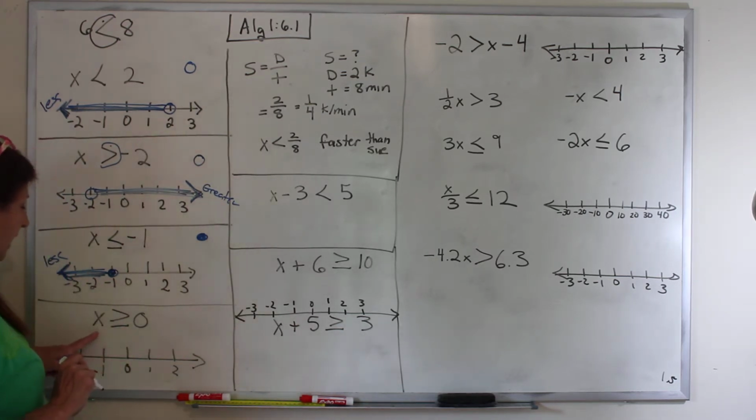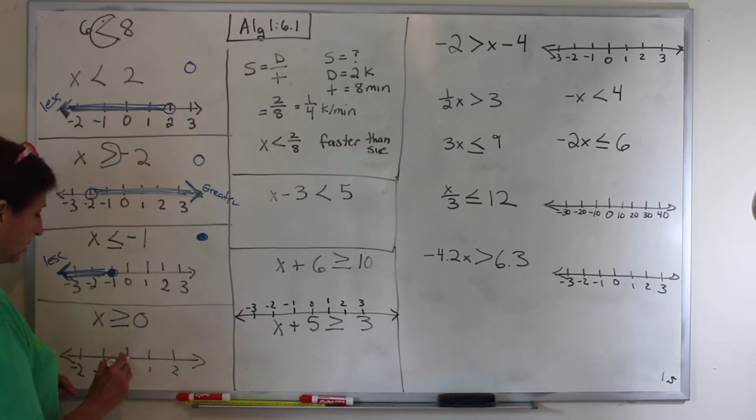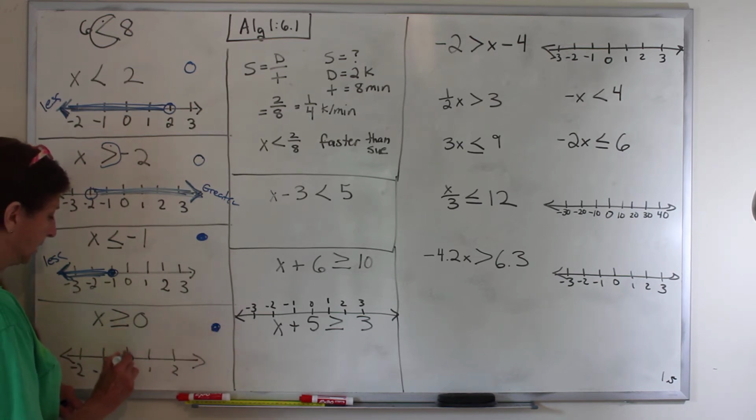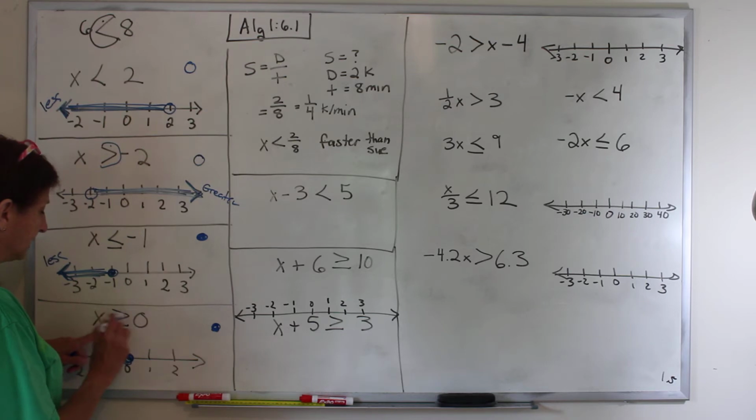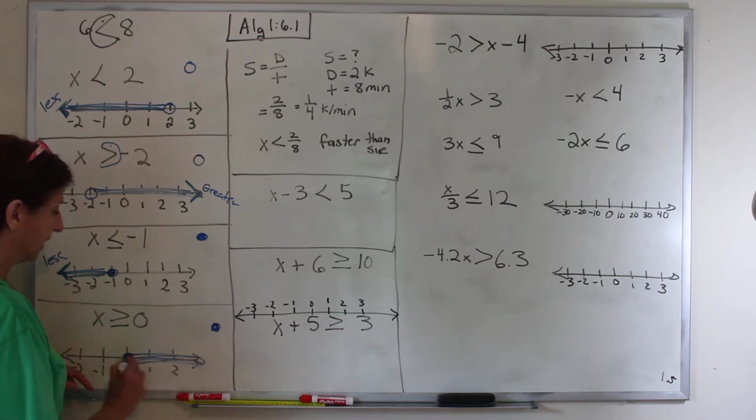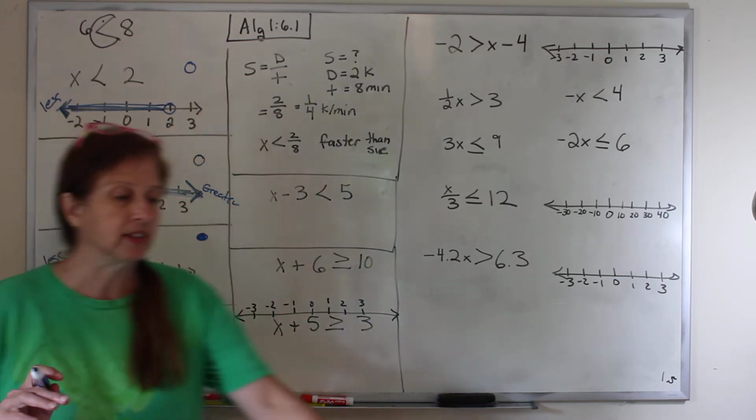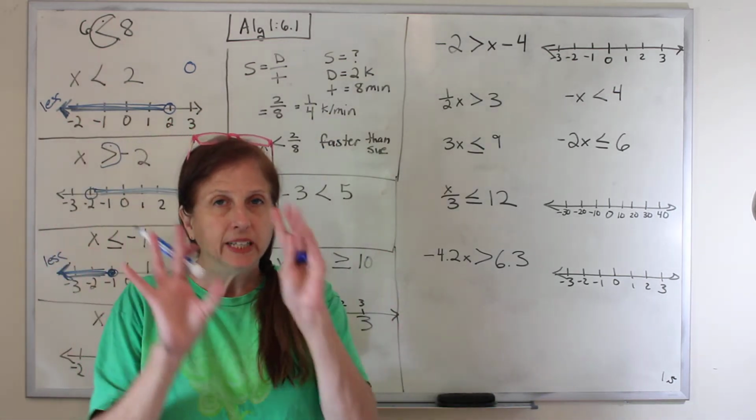Let's do this one. x is greater than or equal to 0. So we go to 0. It's the or equal to, so it's a dot. And x is bigger. It's on the greater side. So we color the greater side, including the arrow. Now, of course, when you do this, you will use a ruler and be really neat.